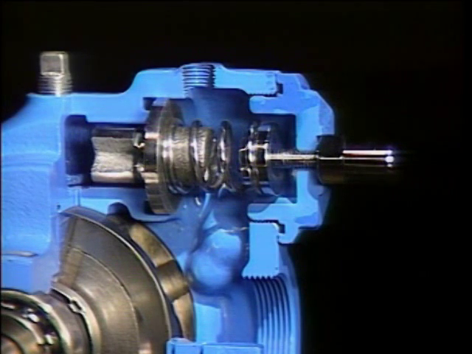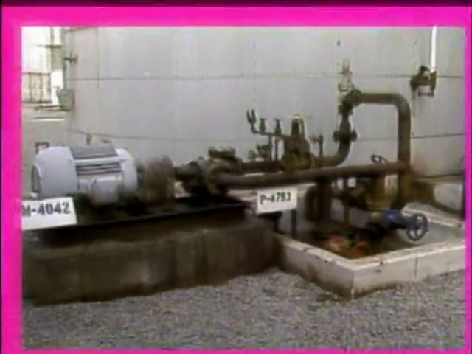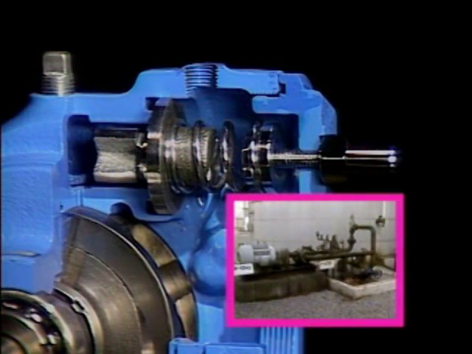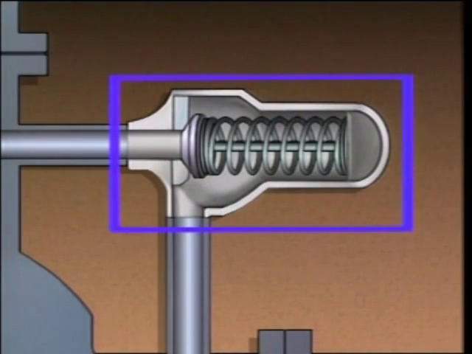Relief valves are normally found in one of two locations: at the discharge of the pump, or on the discharge piping. But regardless of where a relief valve is located, it's activated when the discharge pressure of the pump exceeds a predetermined value, or set point. On this rotary pump, the relief valve is installed here.